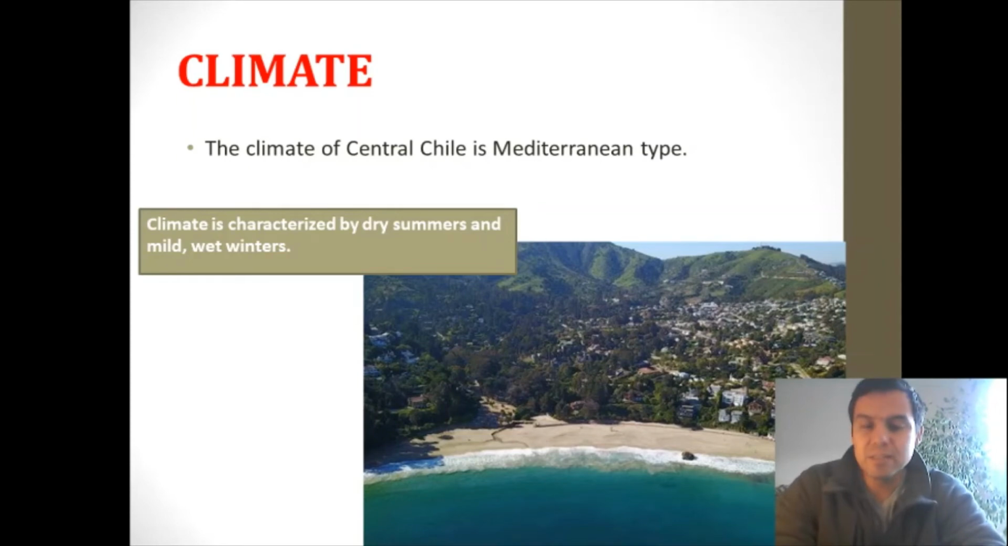So that is really characteristic of the climate here in the central zone of Chile, Mediterranean type. We also have the Mediterranean weather in Spain, in Italy, in California, in some places in Australia, in South Africa. Also, we have that kind of weather.